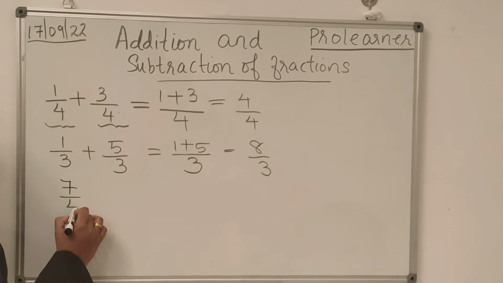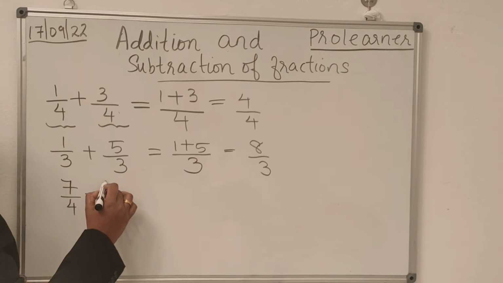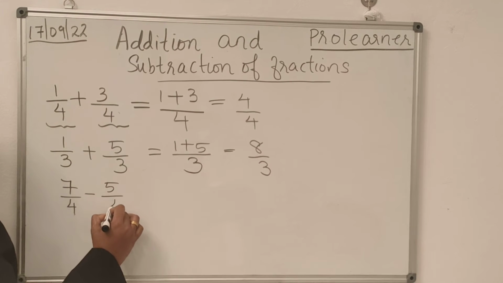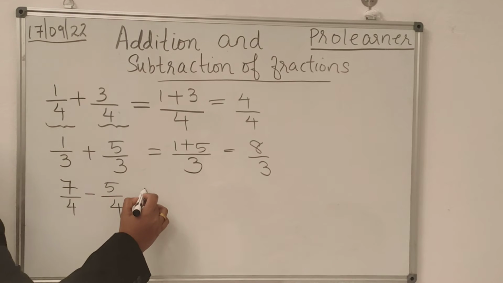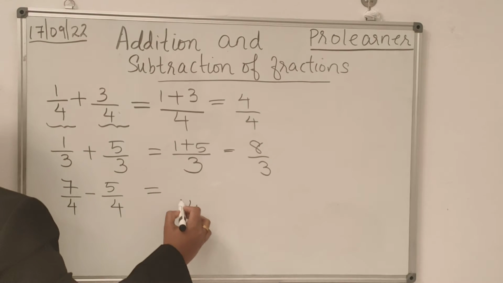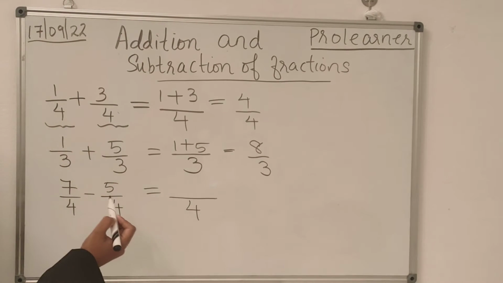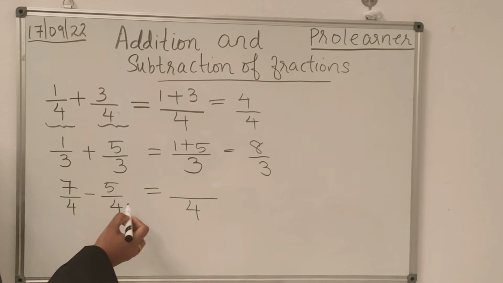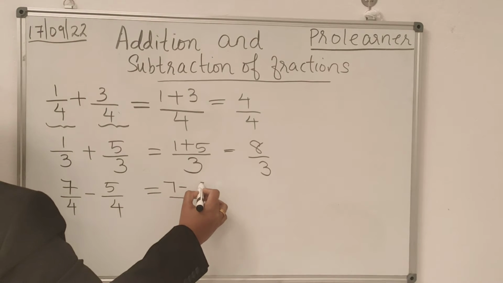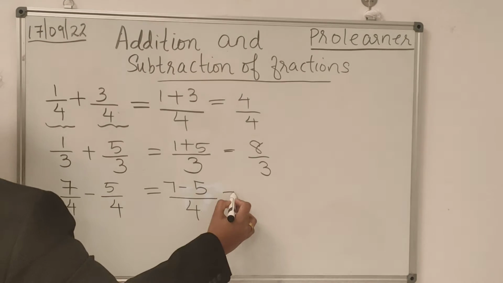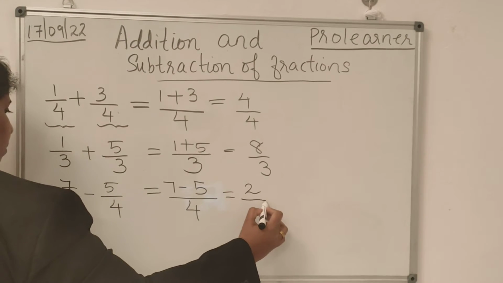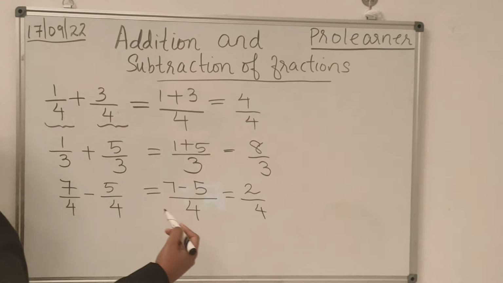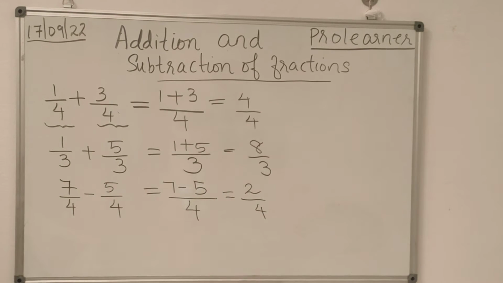The same rule we will follow for subtraction also. 7 over 4 minus 5 over 4. How can you do this? The denominator will remain the same since in the numerator we have to perform subtraction. We will write it as 7 minus 5. So what will be the answer? 2 over 4, which can be further simplified as 1 over 2 also. 2 over 4 is also a correct answer, no problem.